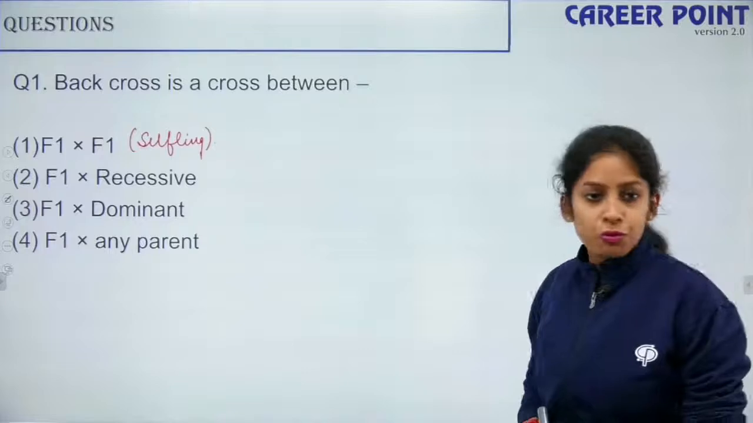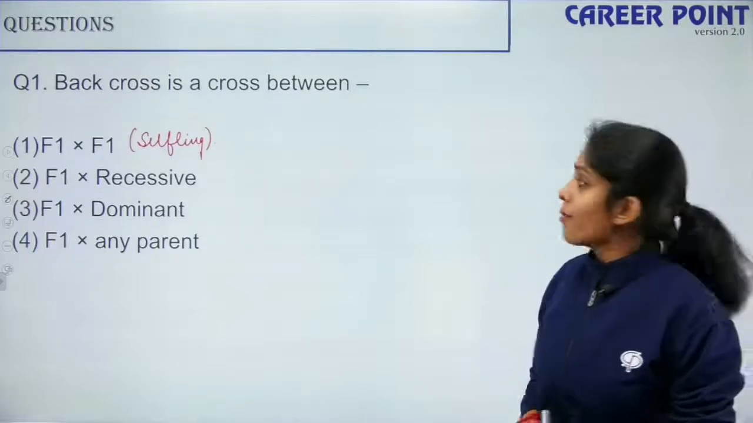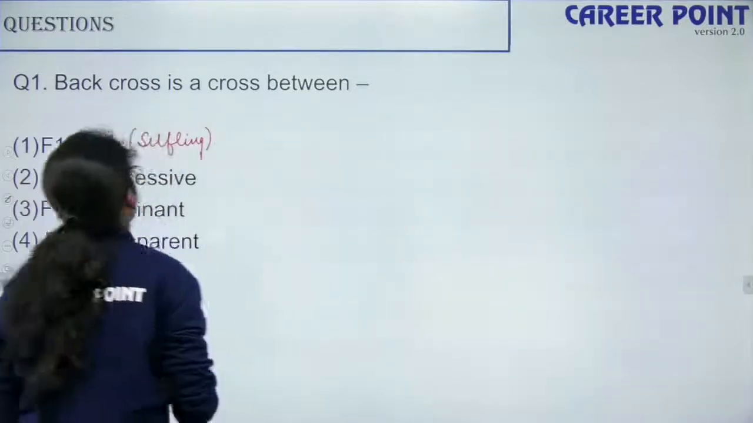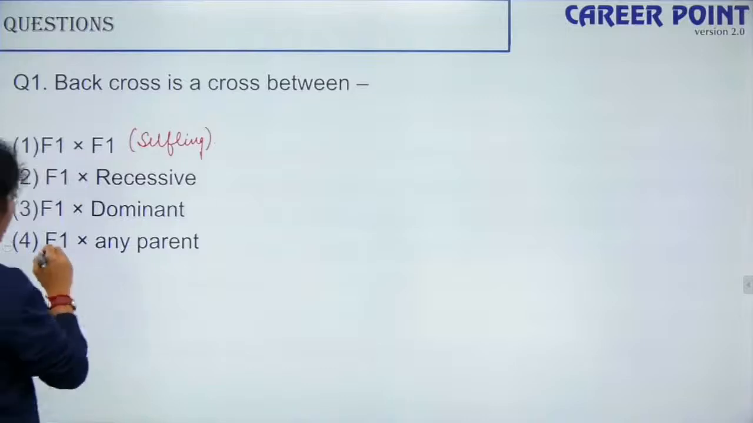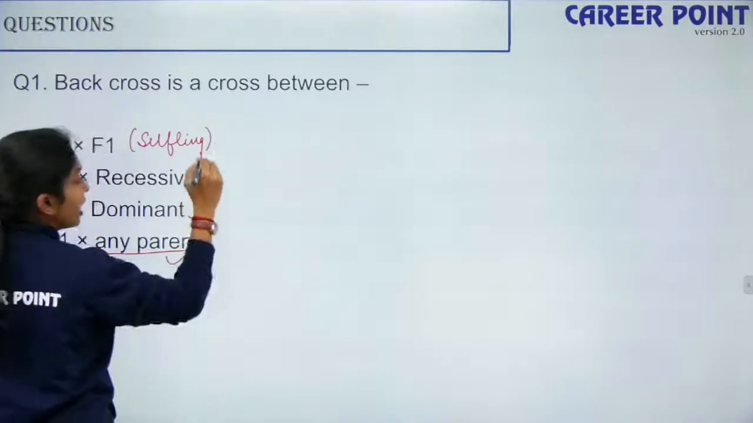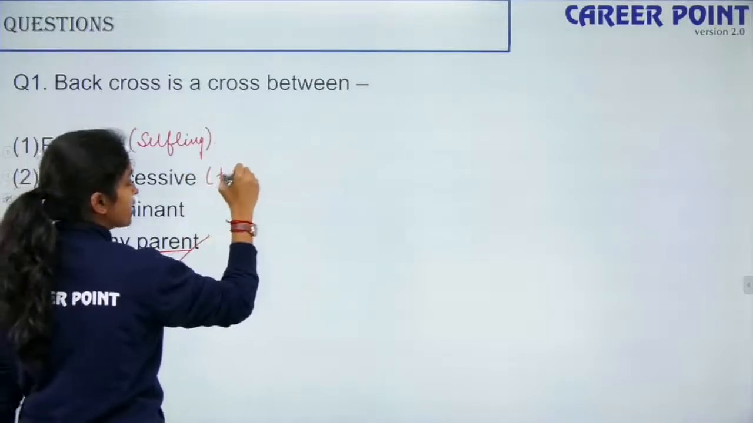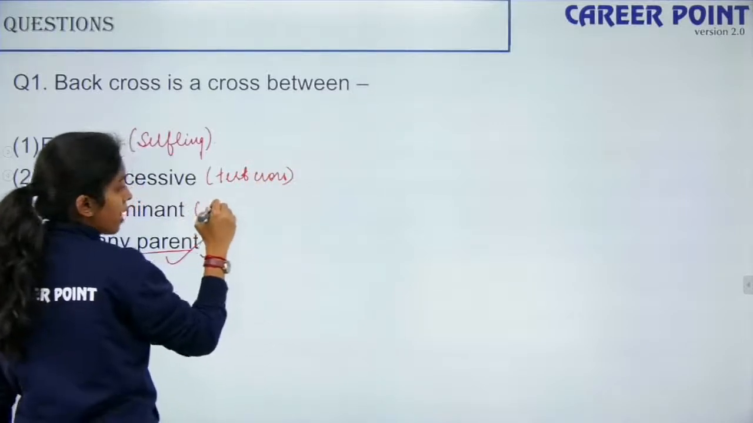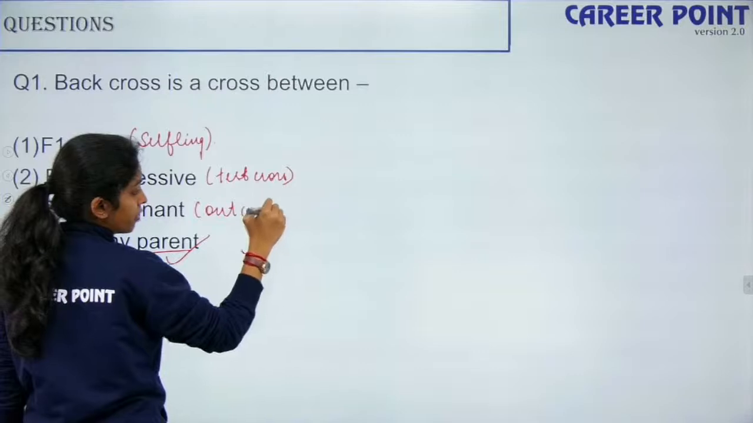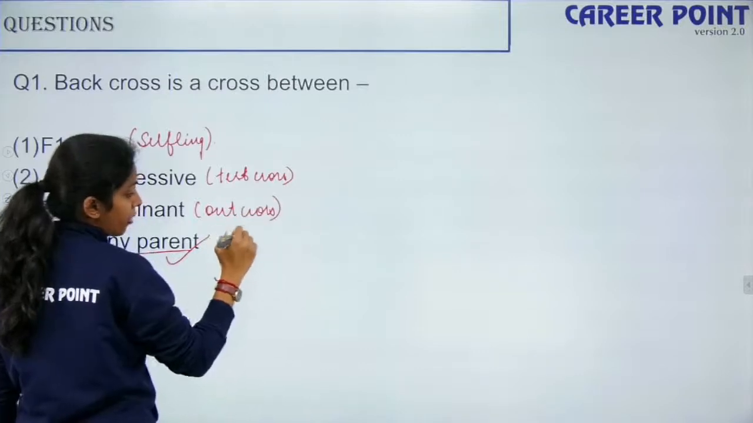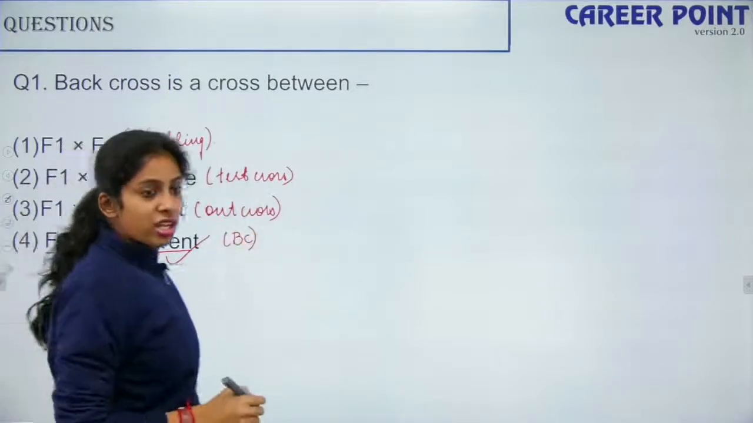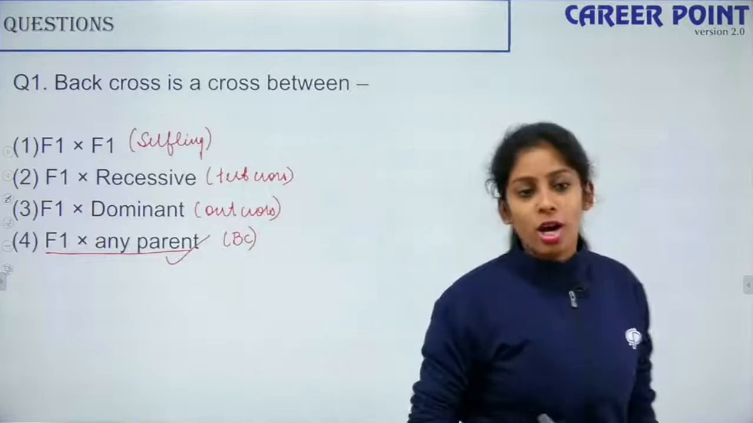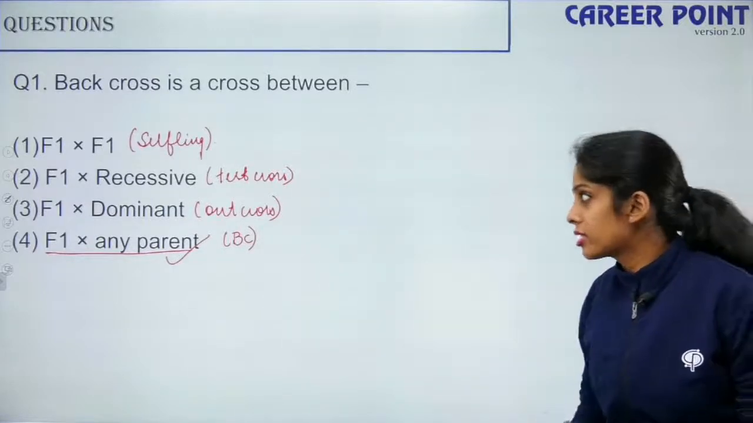Question 1, option 4. No, I am asking about a back cross. Okay, so back cross, right, you're very right. So this is option 4. F1 into the recessive parent is a test cross. Into a dominant parent is an out cross. And this is your back cross. Yes, absolutely right. Question 1, option 4, that's the right answer.